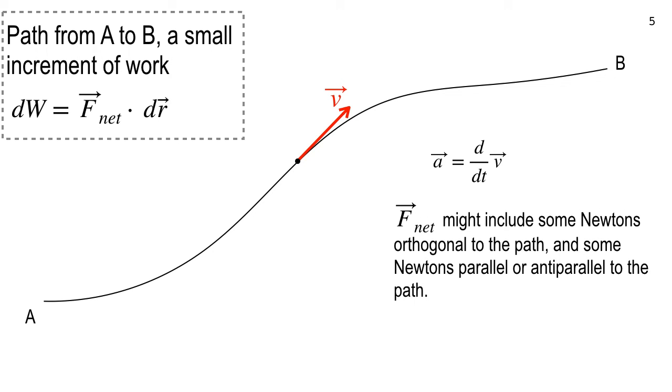So F net might include some newtons that are orthogonal to the path. And it might have some that are parallel or anti-parallel to the path. Now, when I say anti-parallel to the path, that would be the reverse direction of the velocity vector. Orthogonal to the path means perpendicular. All right. And also, and here's the first point I made, the increment dr is parallel to the velocity vector. So that's how we define it.